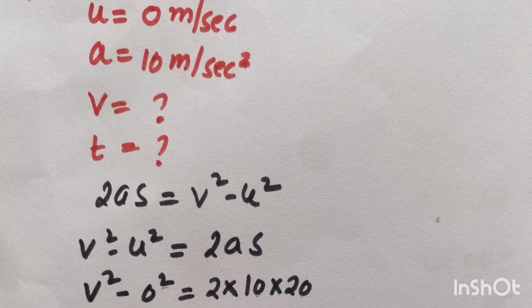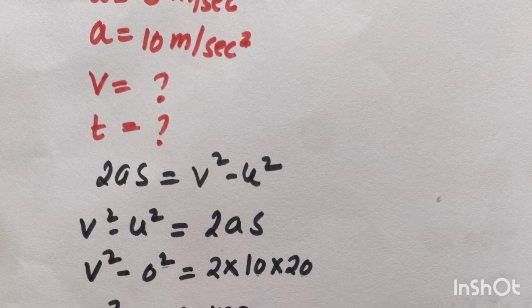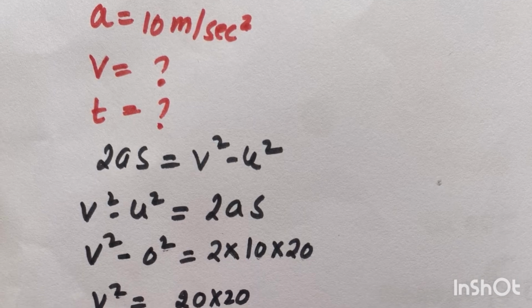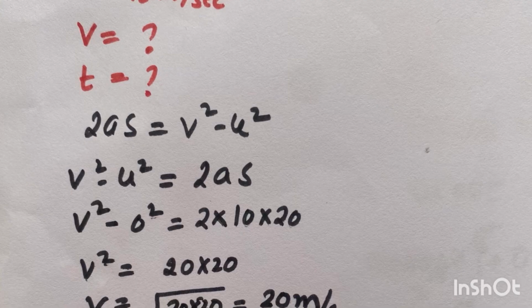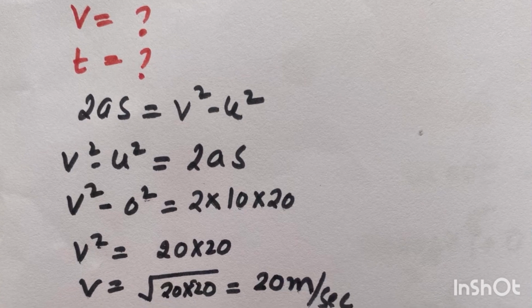To make calculation easy, just rearrange the formula. So we'll get v square minus u square equals 2as. Now v square minus 0 square equals 2 into 10 into 20. So we'll get v square equals 2 into 10 into 20. So multiply 2 and 10, you will get 20 into 20. Why am I doing it like this? Because we have v square equals this, so v equals root of 20 into 20. This will make your calculation further easy. Root of 20 into 20 is 20, so 20 meter per second is the answer.